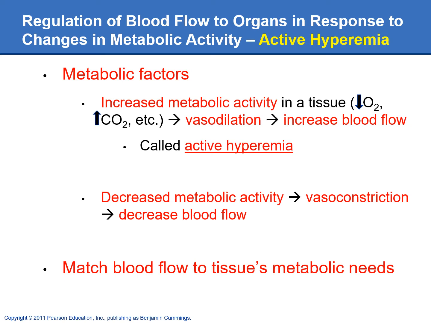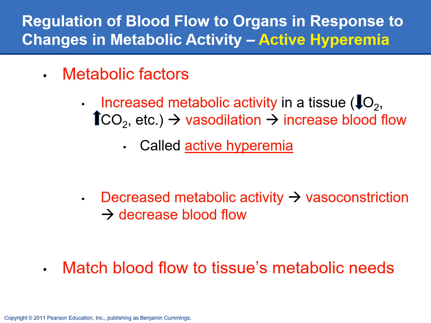So how the body knows whether the tissue is active or not is that it'll look at the oxygen and carbon dioxide levels. So if the tissue is more active, the oxygen levels become low, carbon dioxide rises, and that will stimulate the smooth muscle around the arterioles and the precapillary sphincters to vasodilate. And that'll increase the blood flow to that organ, and so that's called active hyperemia. If the organ is not as busy, then the oxygen levels remain high, CO2 levels low, and that'll cause the smooth muscle to vasoconstrict, and that'll decrease the blood flow to the organ.